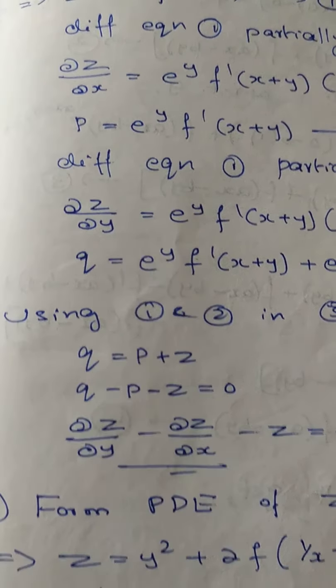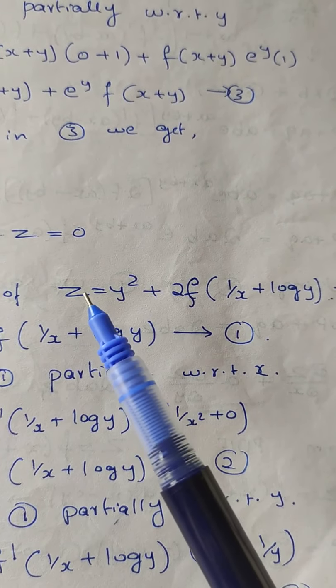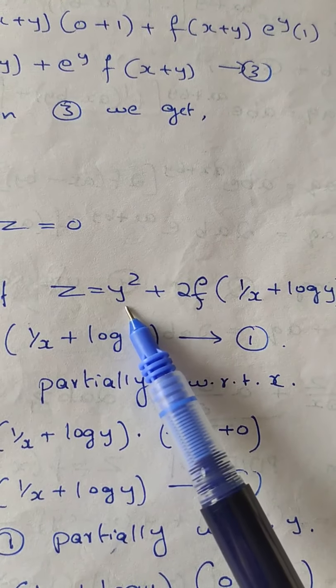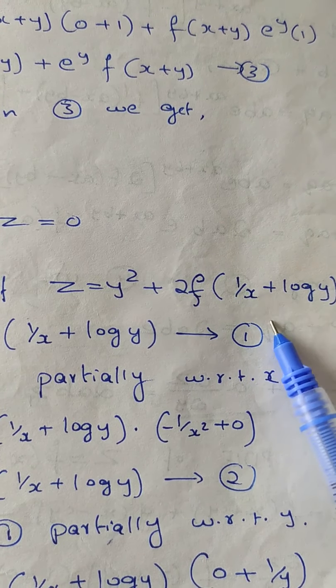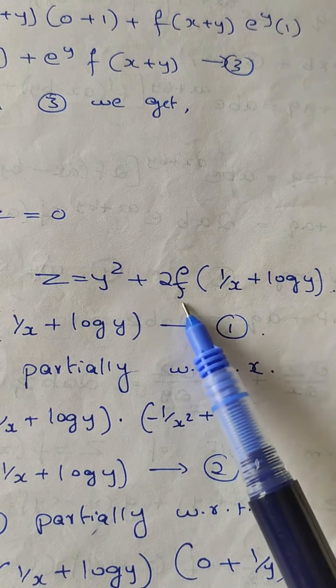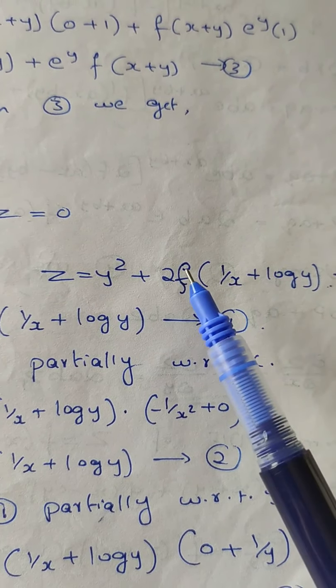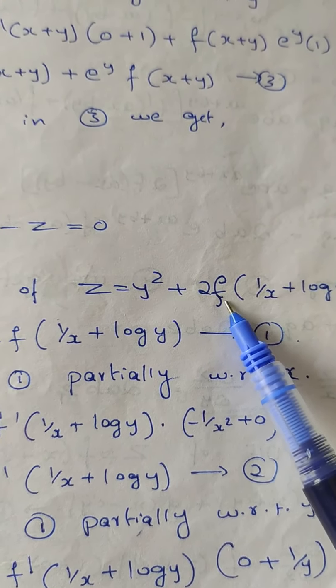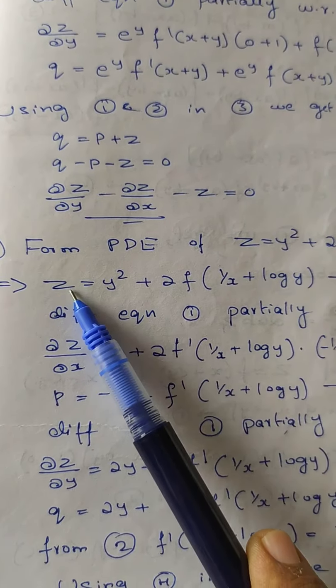Okay. Next one. Form PDE of this equation. How many arbitrary functions are there? Here we have z is equal to y square, which is the polynomial, into f of 1 by x plus log y. F is the arbitrary function. Within f you have log and 1 by x. That means you have to use first order partial derivatives. Now differentiate z partially with respect to x.